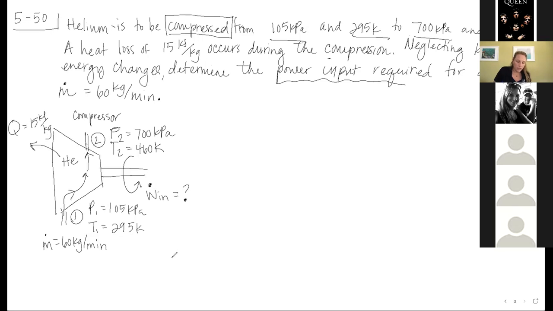So the first thing that we can do is our mass balance equation. Our change in mass over our change in time is equal to the mass flow rate in minus the mass flow rate out. This system is not losing any mass. There's no mass changing in time. It's a steady flow system. This mass change over time is zero. So therefore, our mass flow rate in is equal to our mass flow rate out, which is just going to be our mass flow rate, which is 60 kilograms per minute.